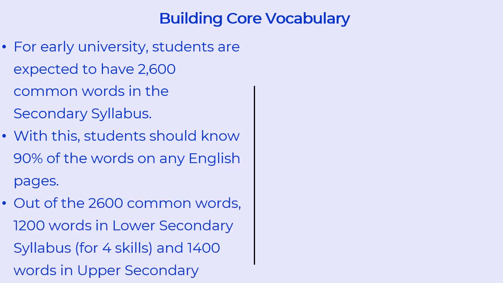Now, within the 2,600 common words, students should know at least 1,200 basic words in the lower secondary syllabus for daily and simple communication in all four skills, and the other 1,400 words in the upper secondary syllabus for specifically reading and dealing with more academic texts or topics.